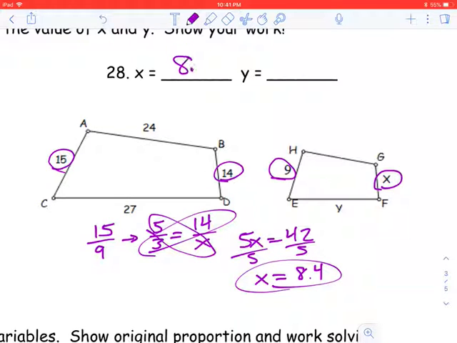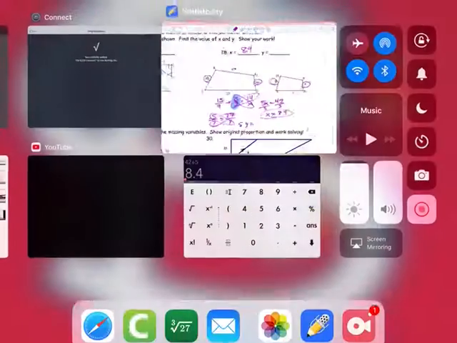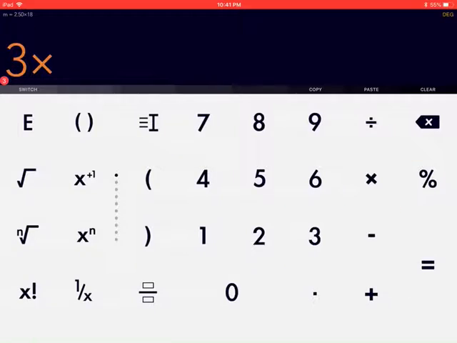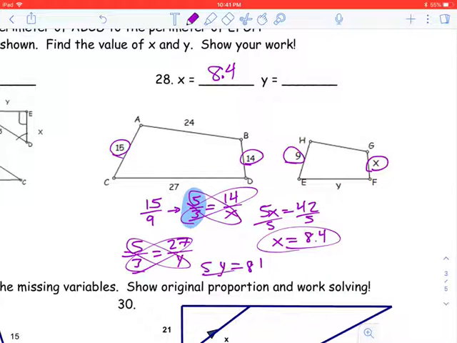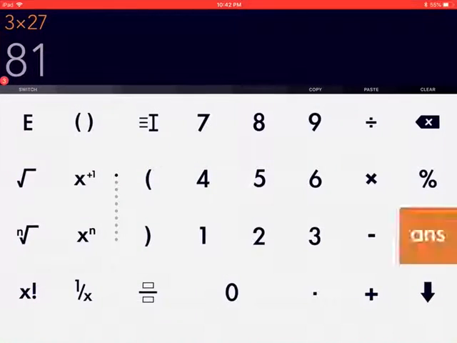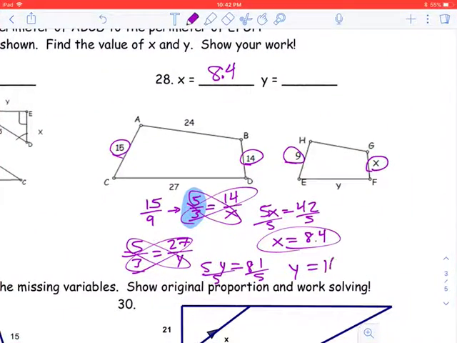And there's x. We're going to use that same scale factor, 5/3, to find y. So 5/3 equals 27/y. So 5 times y equals 3 times 27. 3 times 27 is 81. And once again, I divide by 5, I get y equals 81 divided by 5, get 16.2. And there we go. There's 28.